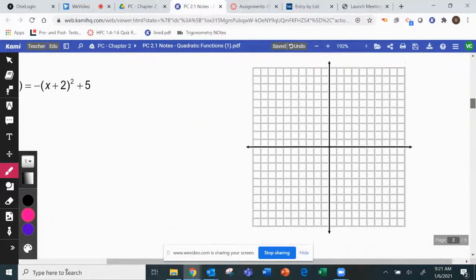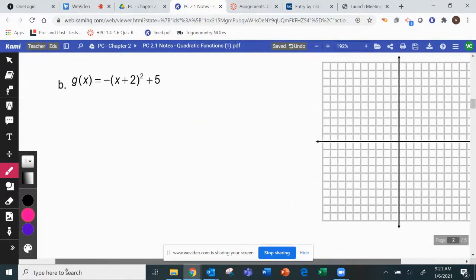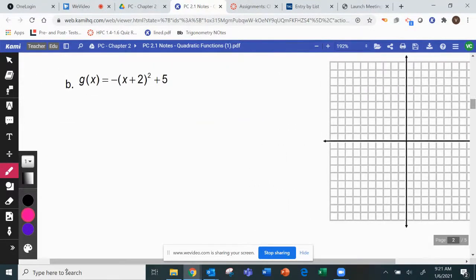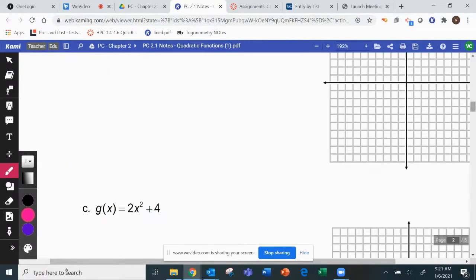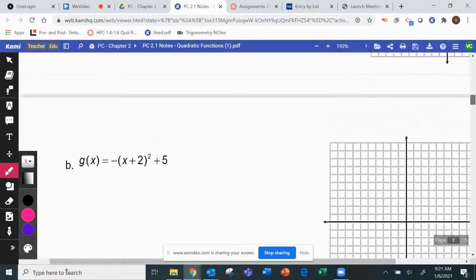I'm going to pick up the speed a little bit because I did all my explaining. I'm just going to go through these examples. If you don't need all the examples, try them on your own and then check your answers with mine.